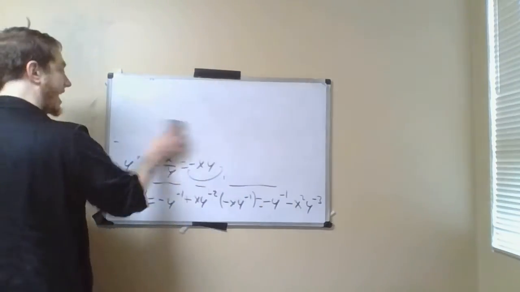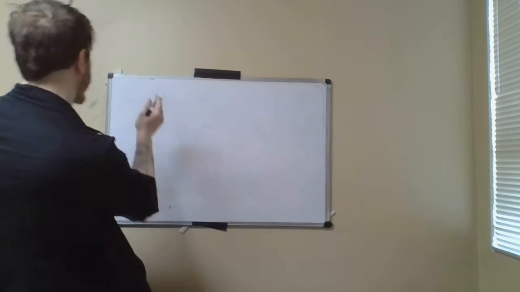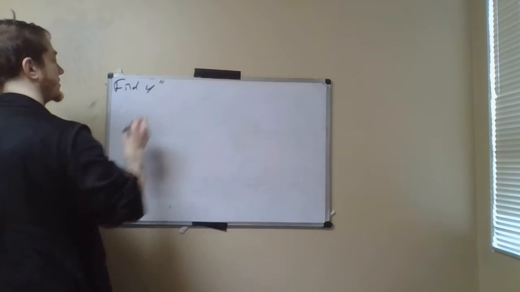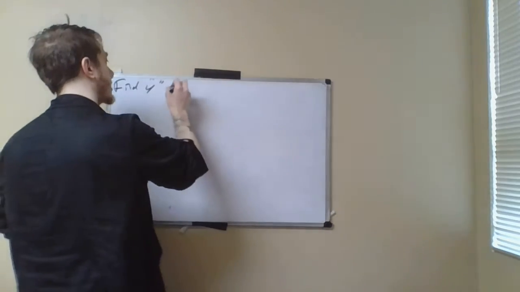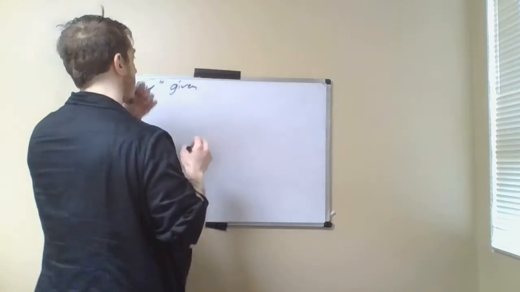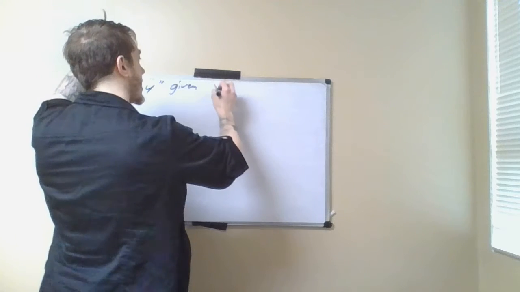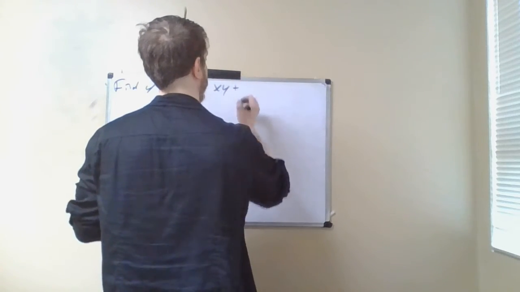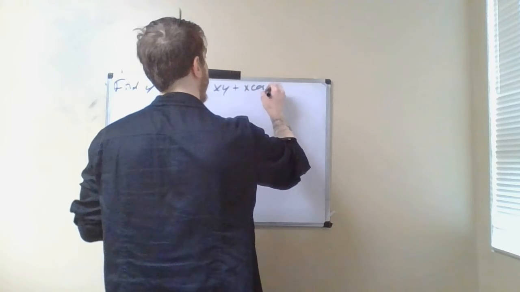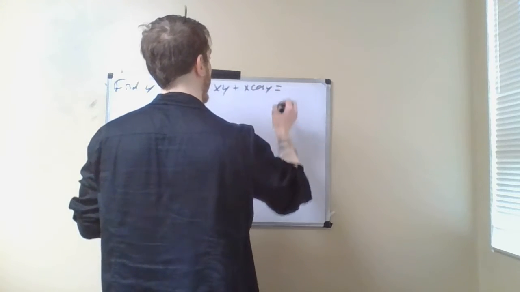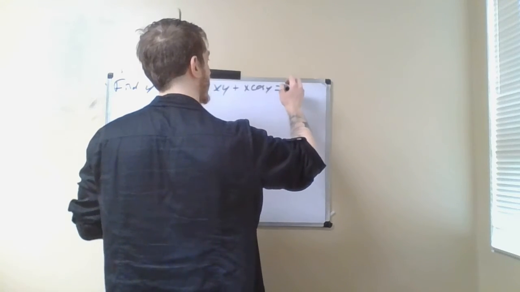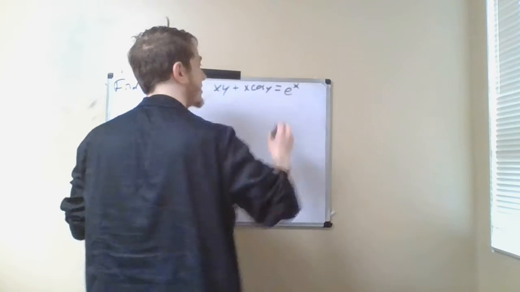So let's take a look at another example of finding the second derivative of something. Let's suppose that we want to find the second derivative of y given, let's say that we have x times y plus x cosine y is equal to, let's say, e to the x.